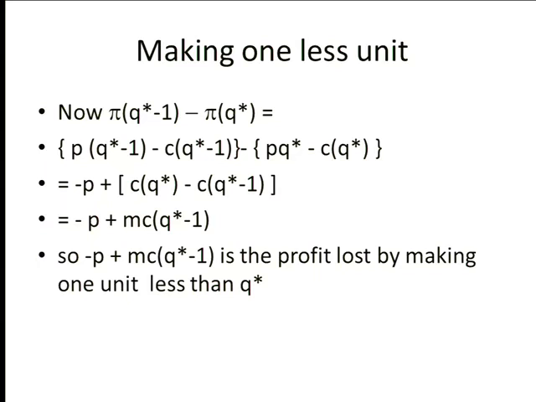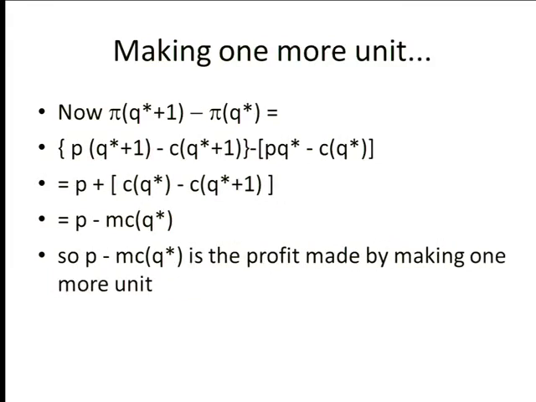And now I can rearrange this. Q is 1 greater than Q minus 1. So what's the difference between them definitionally? It is marginal cost, it's minus marginal cost. Right? And so making 1 less is a good thing to do if marginal cost is greater than P. It's a bad thing to do otherwise. Right? And you can do the same thing on the other side. We have to make 1 more unit, and the answer is it's a good thing to do if price is greater than marginal cost. And that's the algebra.